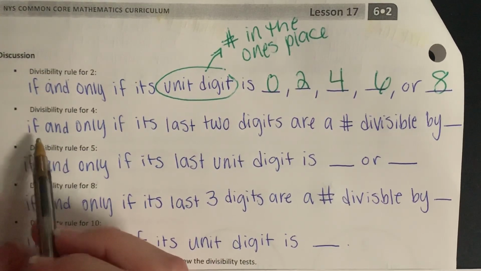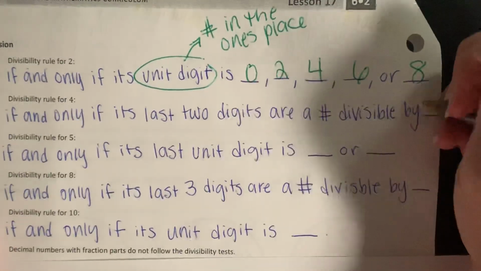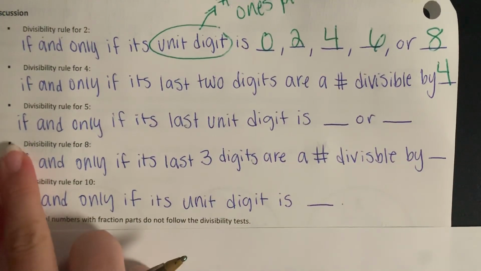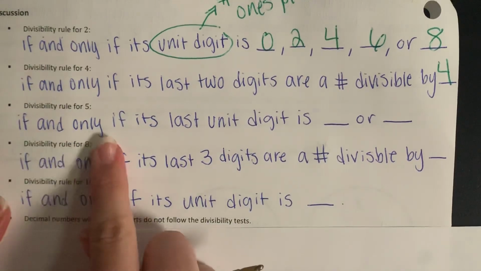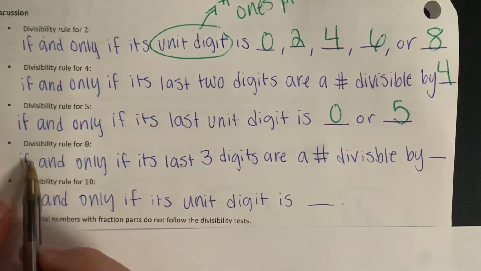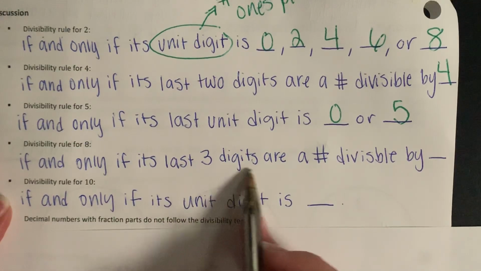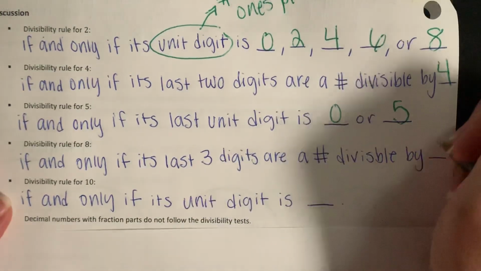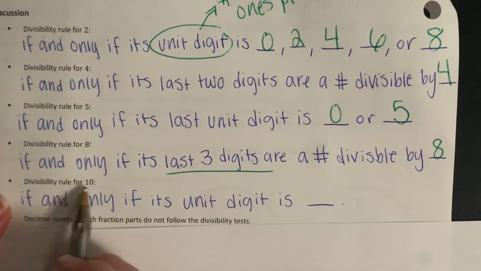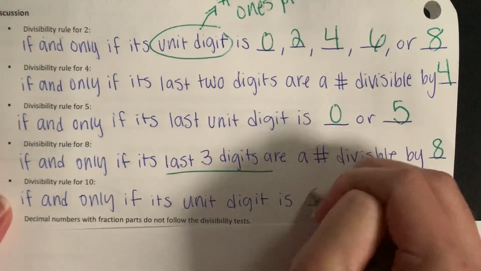A number is divisible by 4 if and only if its last 2 digits are a number divisible by 4. The divisibility rule for 5 is if and only if its last unit digit is 0 or 5. The divisibility rule for 8 is if and only if its last 3 digits are a number divisible by 8. The divisibility rule for 10 is if and only if its unit digit is 0.